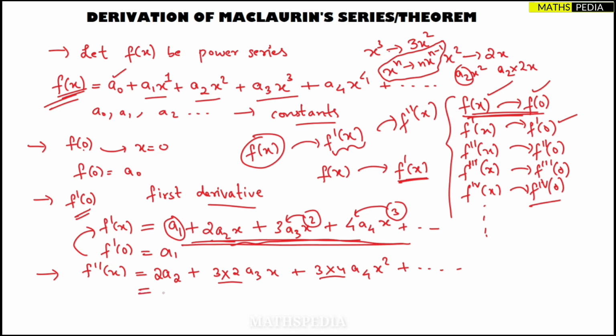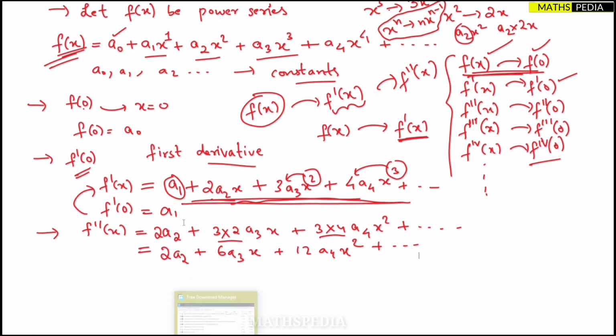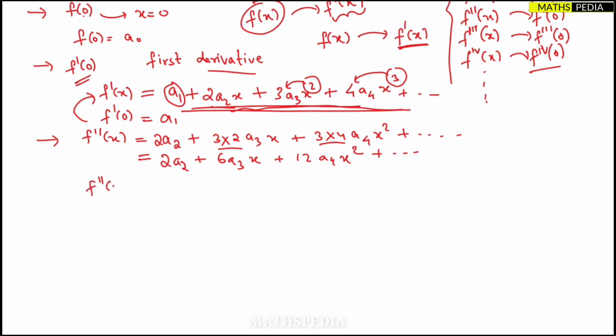So this will become, I can rewrite it as 2a2 plus 6a3 x plus 12a4 x power 2 plus so on. This is what we got. Now what I have to do is find out f double dash of 0. That will become, these terms contain x, so I will be left out with 2a2. This is f double dash of 0.